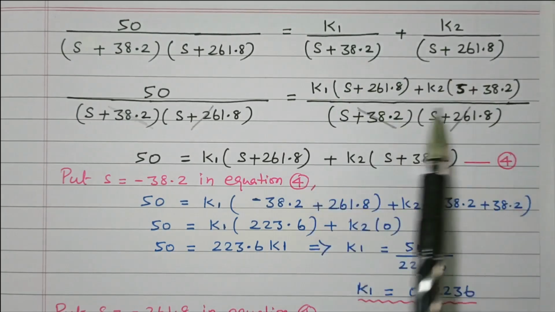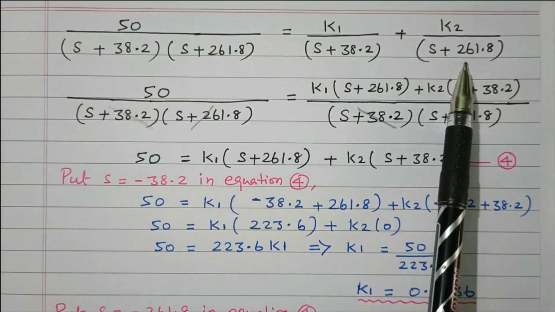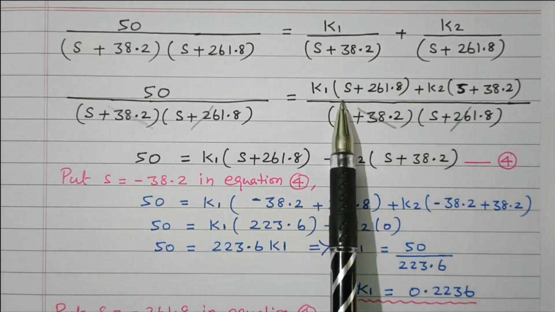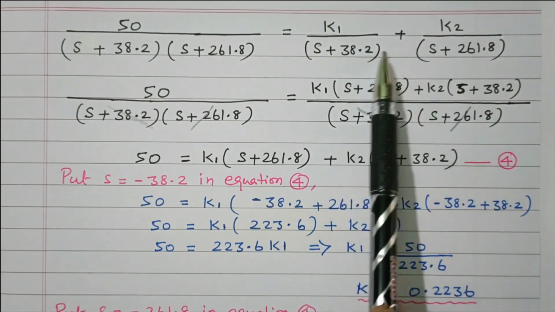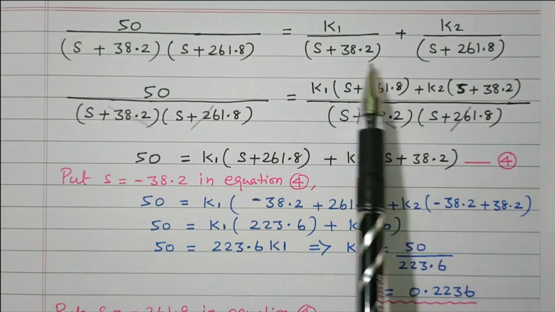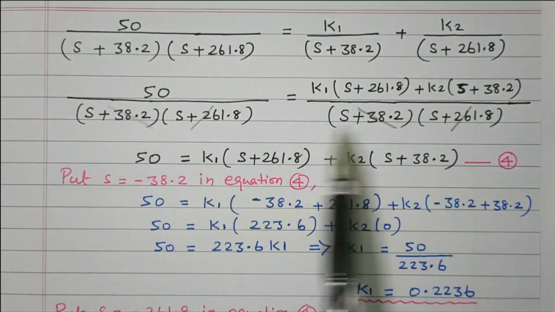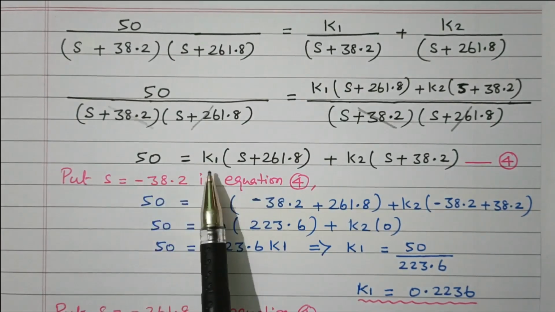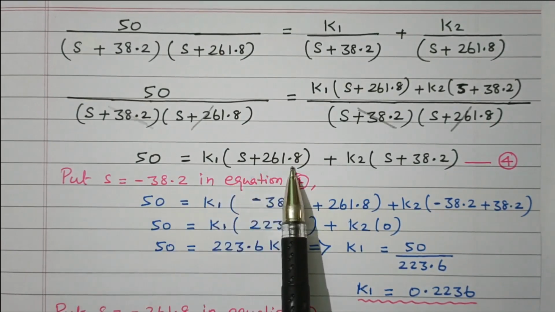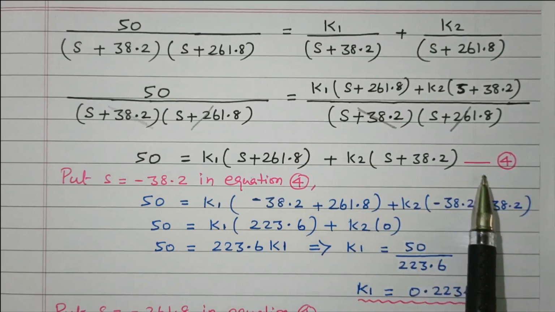Now we'll take the LCM on this side. We'll take these two terms. Here 38.2 is not available, so it is multiplied: K1 into S plus 261.8. Here 261.8 is available, this term is not available, so it is multiplied. So out of two terms, one term is not available, so it is cross multiplied. These terms are available on both sides, so they got cancelled. After cancellation, what we got: 50 equal to K1 into S plus 261.8 plus K2 into S plus 38.2. We'll call this equation number 4.